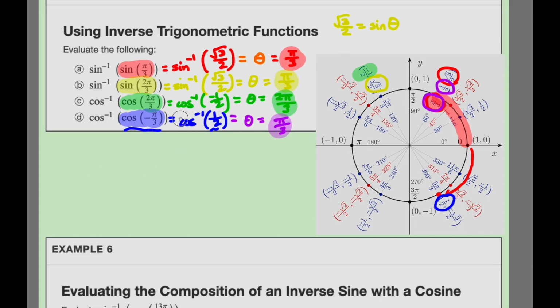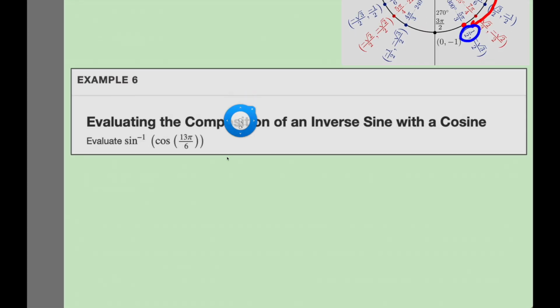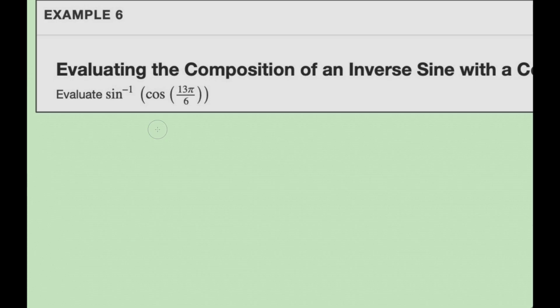All right, now those were a little simpler because they all matched. It was inverse sine and sine, inverse sine and sine, inverse cosine and cosine. What if they didn't match? That's what this next problem looks like right here. What happens if they didn't match? We have inverse sine of cosine of 13 pi over 6.